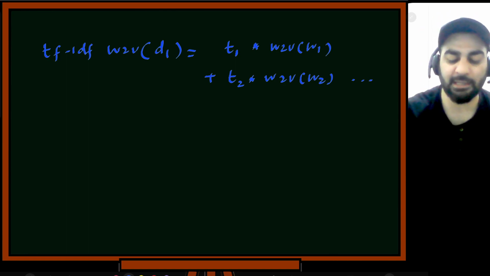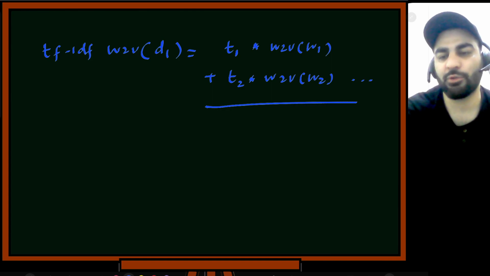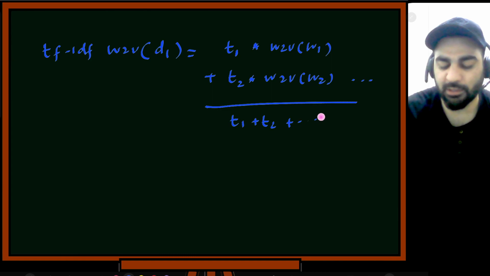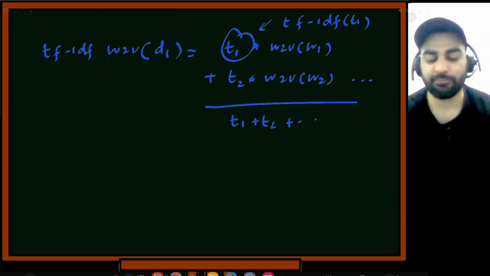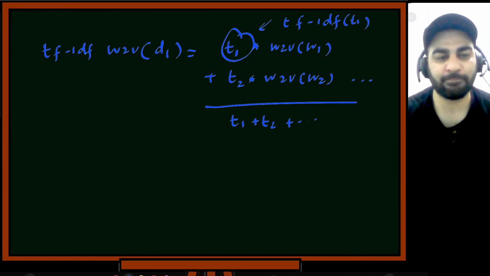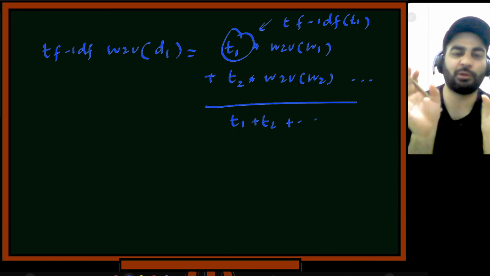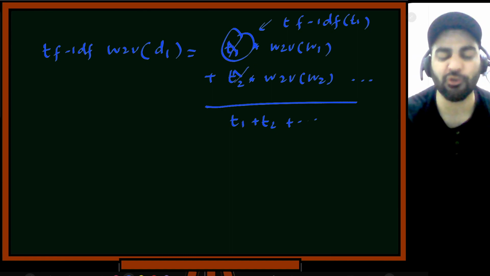Is it clear? And then you will divide it by the total number. Basically, you can divide by T1 plus T2 and so on till Tn. And here Ti is basically the term frequency inverse document frequency of term i. Is it clear? Yes, sir. So here you are using TF-IDF, then multiplying it with the Word2Vec. If this TF-IDF was removed, this is a normal average.